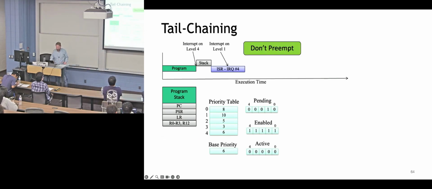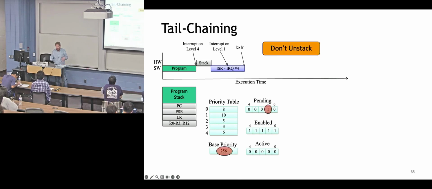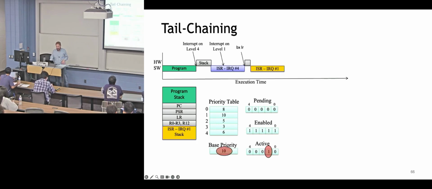So we're going to let it, you don't want to preempt. You don't want to unstack either. So this is where you saw that little glitch before. It would just waste time to unstack. You already know you're going to go into the next interrupt. So if you have to go all the way back down to unstacking and then stack back up, it would be a waste of time. So you say, well, I have another interrupt pending, no reason to unstack all the way. I'm just going to go do IRQ1.